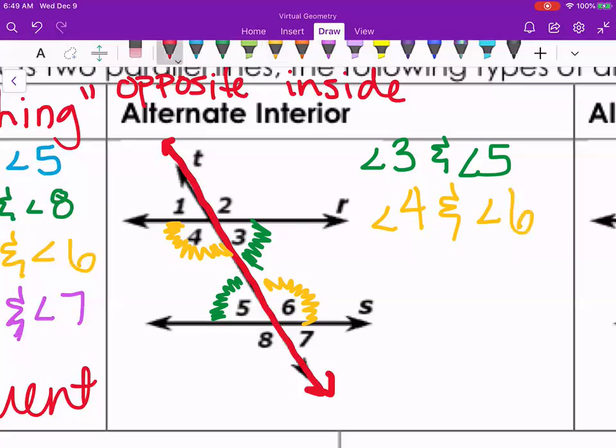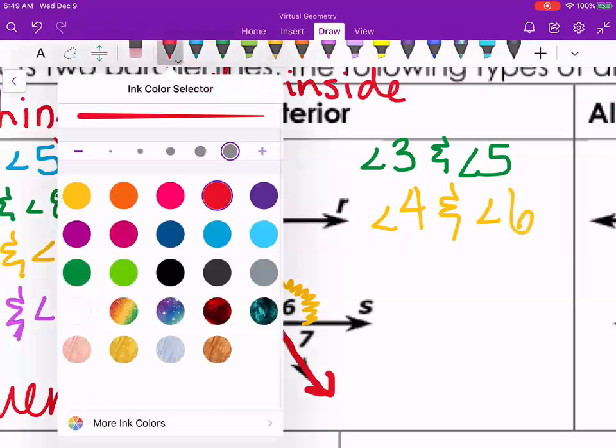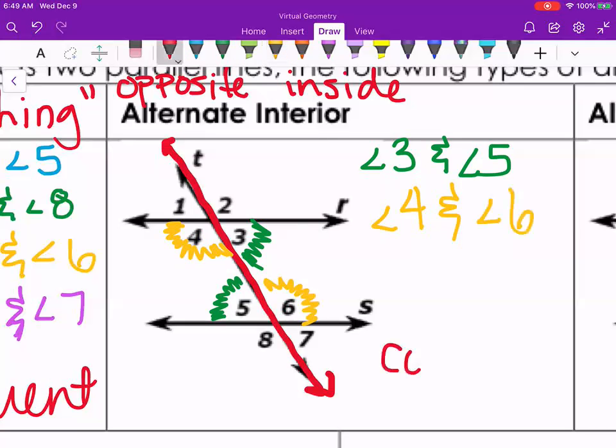Now, like before, like the corresponding ones, these are congruent. Oh, sorry, that's a little large there. So if I know angle 4, let's say, is 100, I also know angle 6 is 100. And if I know angle 3 is 80, I know angle 5 is 80.